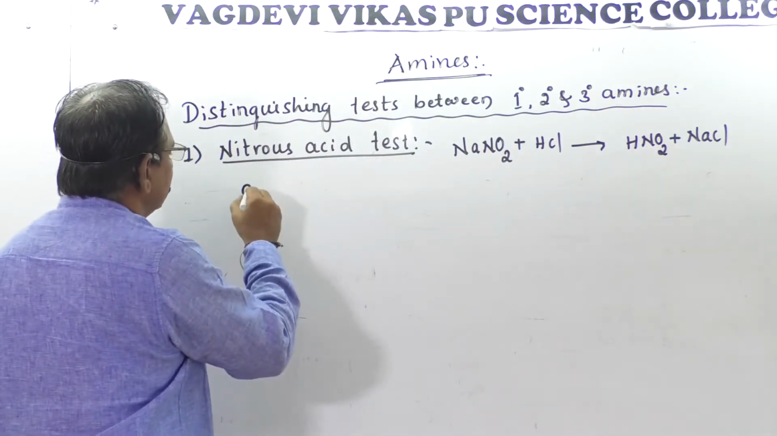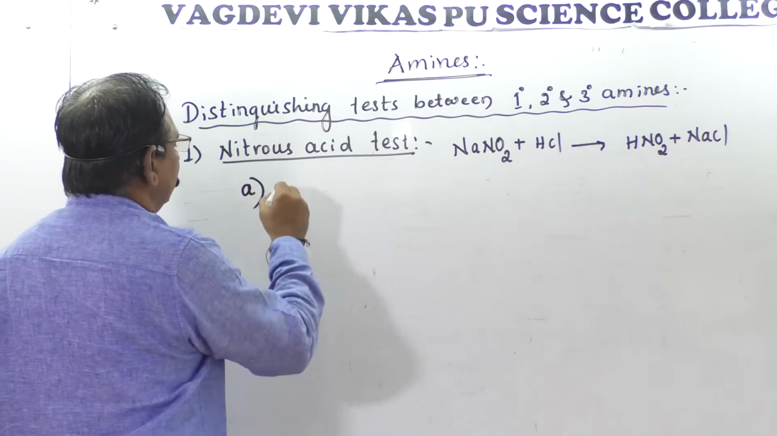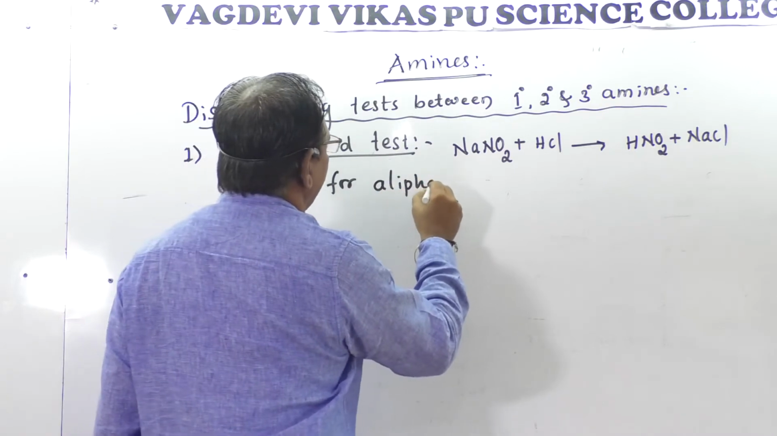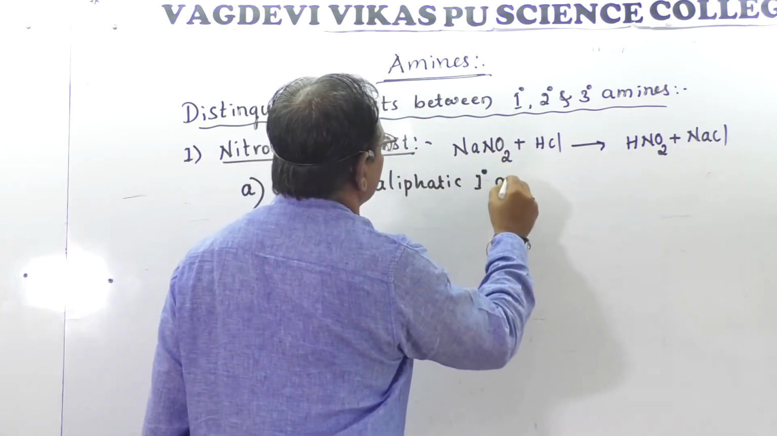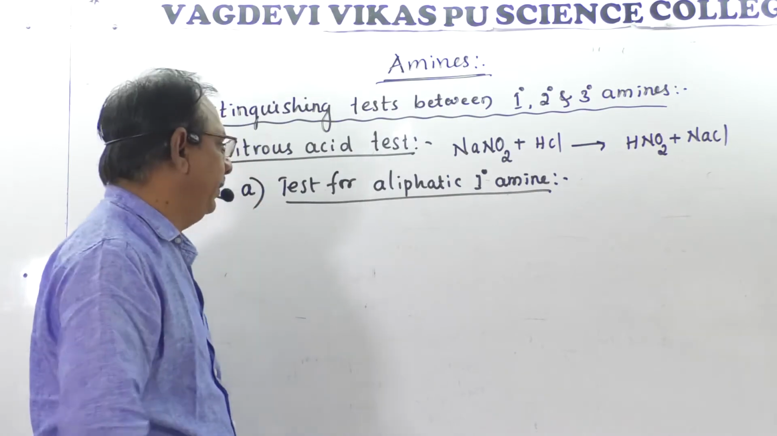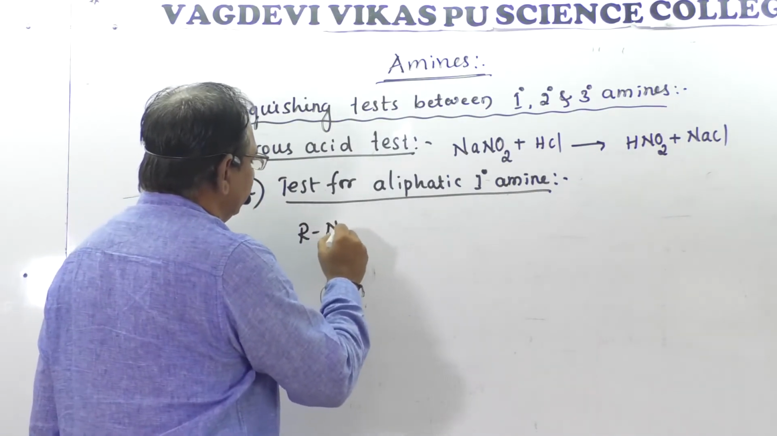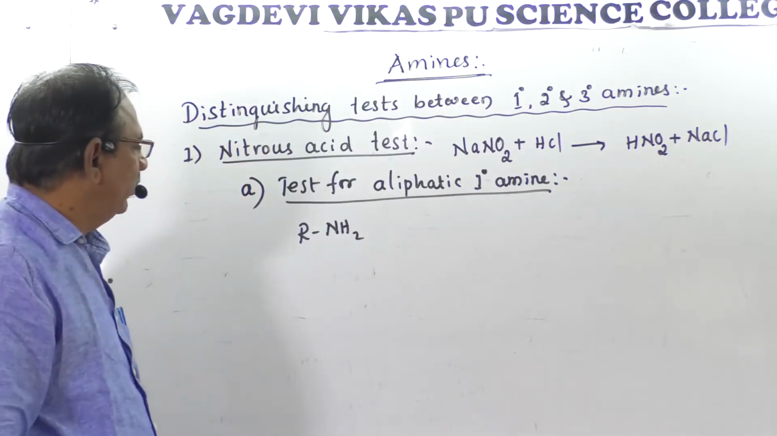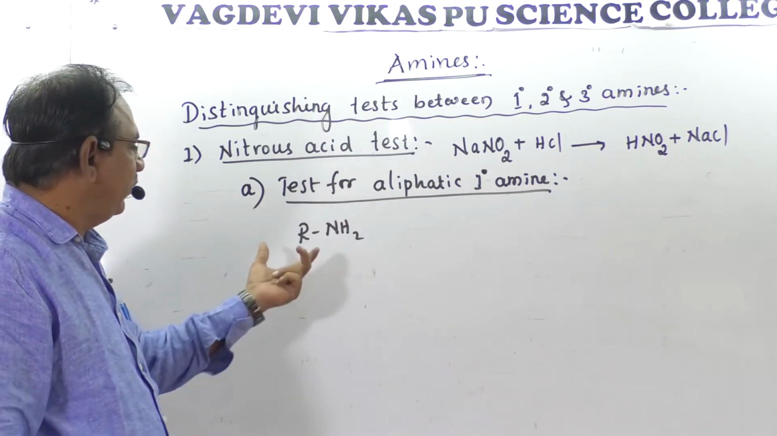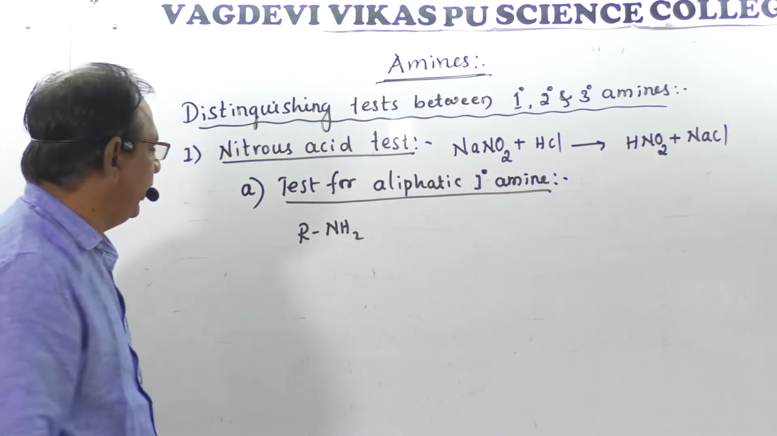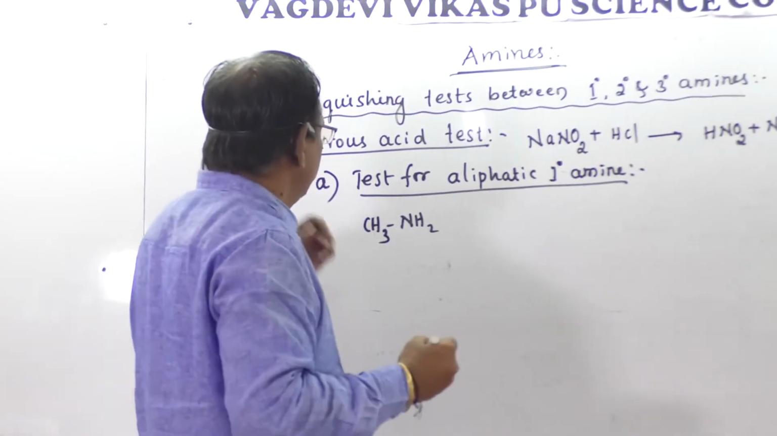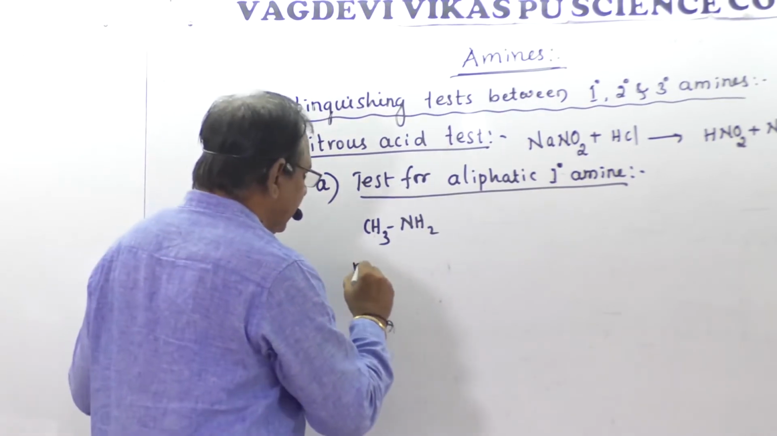The first test is for aliphatic primary amine, RNH2, where R is any alkyl group. If R is an alkyl group, then it is an aliphatic amine. If R is an aryl group, then it is an aromatic primary amine. Instead of R, I am going to use directly methyl amine.